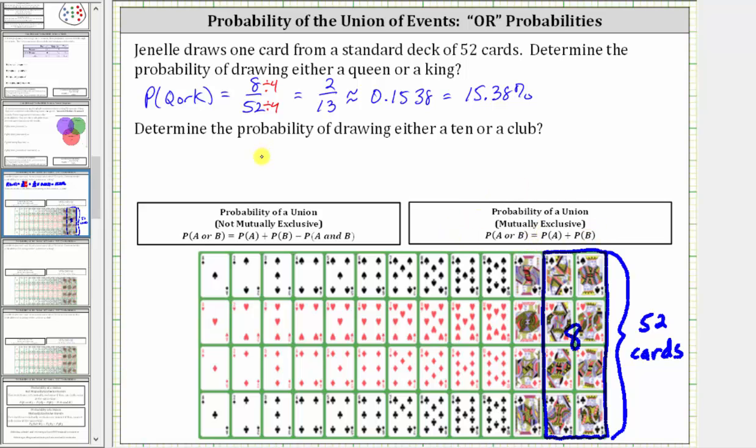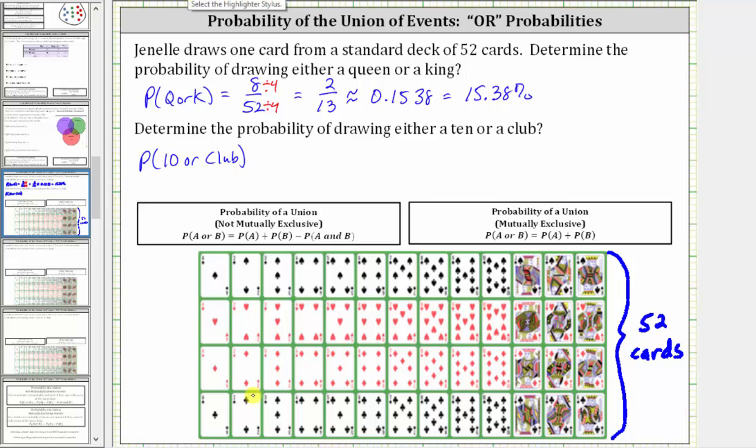Next, we're asked to find the probability of drawing either a 10 or a club. Let's indicate this as the probability of a 10 or club. So if a card is a 10 or a club, it is a favorable outcome. Well, we know there are 4 10s in the deck and 13 clubs, but because a card can be both a club and a 10, we need to be very careful when counting the favorable outcomes.